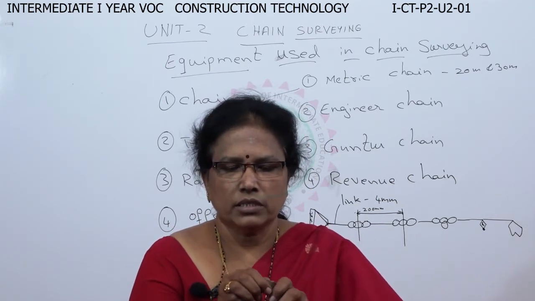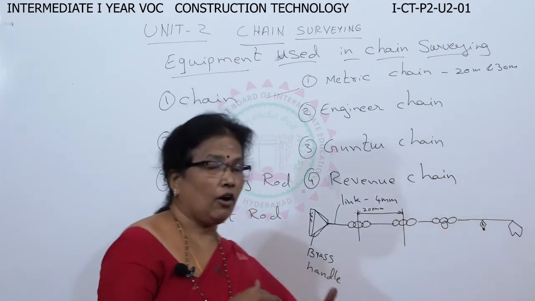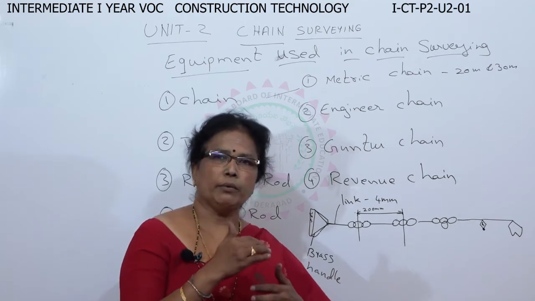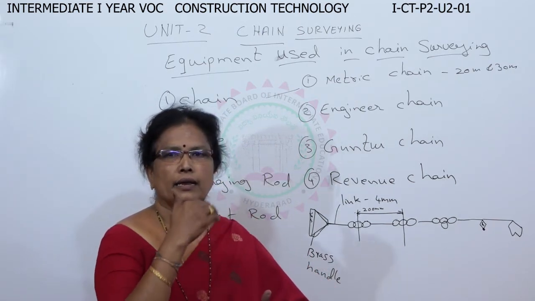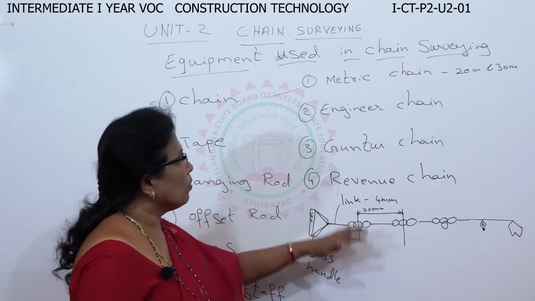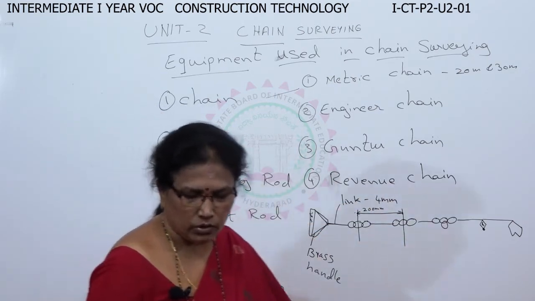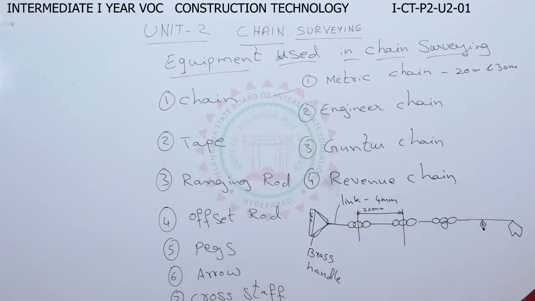Sometimes it is written also, and you can use both sides. Again for 20 meters, you will have a tally with 2 edges, and again next a tally with 5 edges. And this is about the chain. Okay. Now this is about the metric chain. We are going to use this. Next, coming to the engineer's chain.